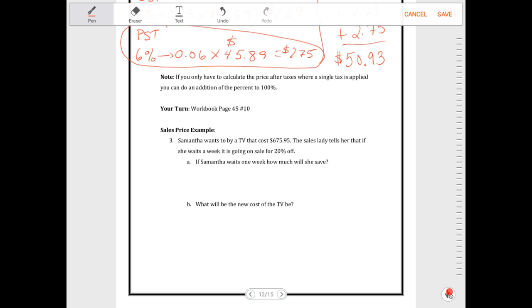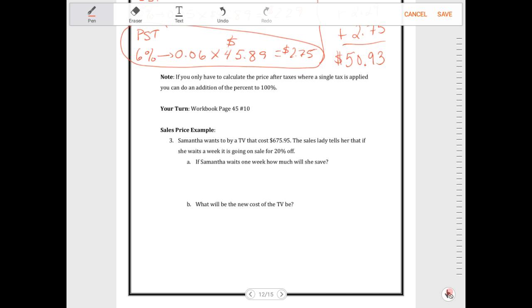We got sales price, and this is good because finally the price should be going down. So Samantha wants to buy a TV, and it's $675 and some change. The lady tells her that if she waits a week, it's going to be on sale for 20% off. So how much money will she save? Now, again, I can think of probably two ways that we can do this. I'm not sure if I want to keep showing you both ways. Nonetheless, you'll notice there's no tax here, which is kind of a nice break. We're not calculating tax. But what you would have to do here, everybody, is we're taking 20% off.